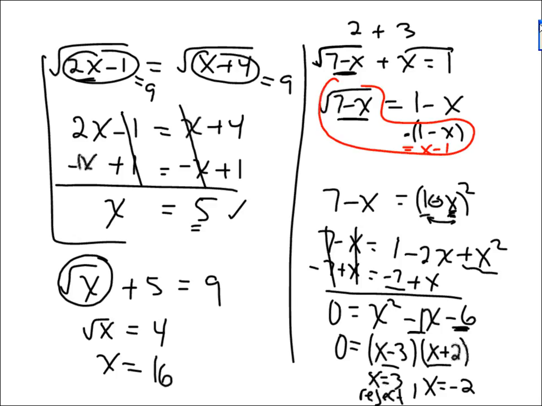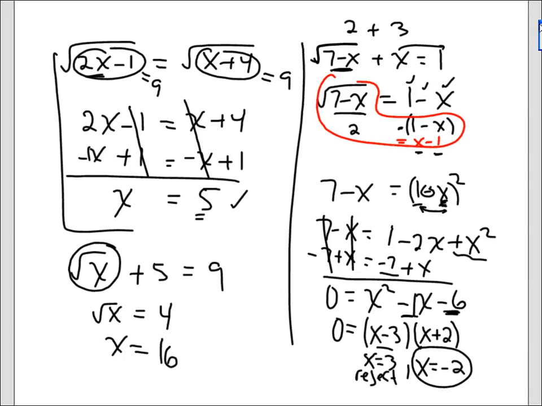By the way, let's see if 3 worked for the other one. 7 minus 3 is 4. The square root of 4 is 2. 3 minus 1 is 2. It did work for the other one. It did work for negative 1 minus x.